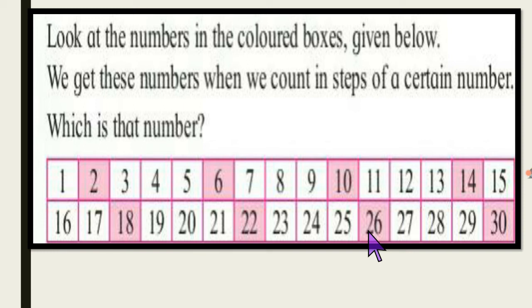Then after 26 we count forward 4 steps. 1, 2, 3, 4. Do all of you understand how many steps we are taking here? Yes, 4 steps. Okay. Now we are going to revise this.